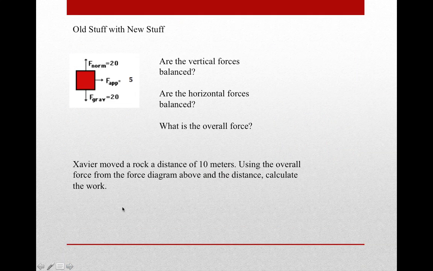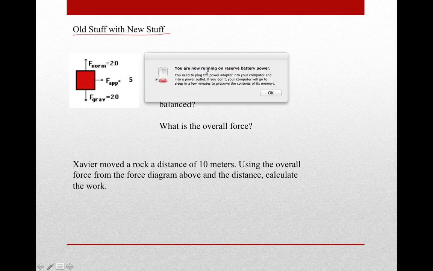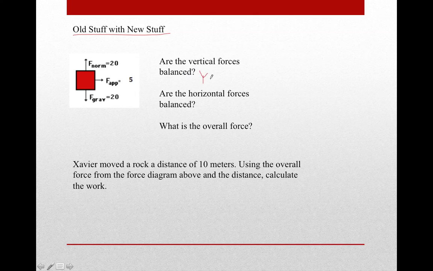Okay, last slide. Old stuff, new stuff. So we learned about force diagrams a while ago. And I asked you guys to figure out if things are balanced or not. So let's take a look. On this particular diagram, we have a force pointing up, normal force, and a force pointing down, gravity force. They have the same value, 20. So if I ask you, are the vertical forces balanced? You could say, yes, they are.